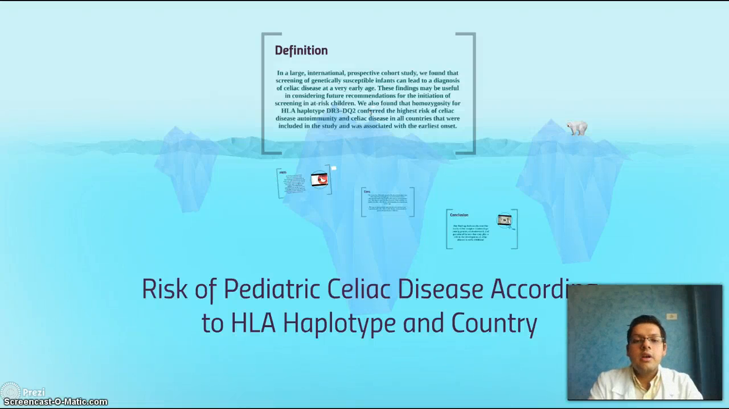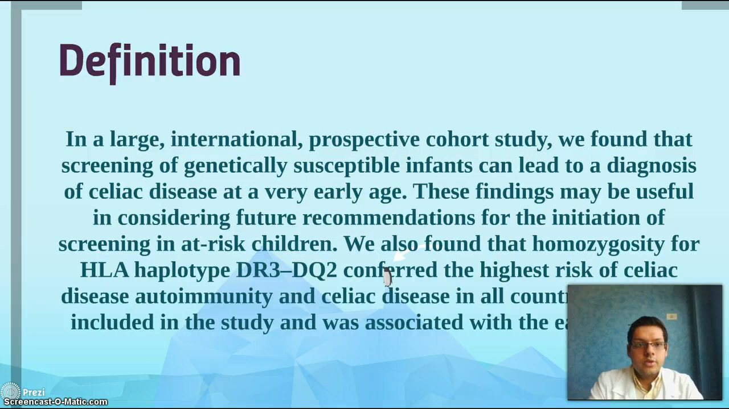Risk of pediatric celiac disease according to the HLA allotype and country. Definition. In a large international prospective cohort study, we found that screening the genetically susceptible infant can lead to a diagnosis of celiac disease at a very early age. This finding may be useful in considering future recommendations for the initiation of screening in at-risk children.